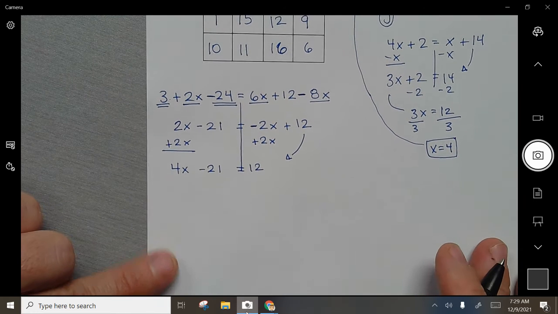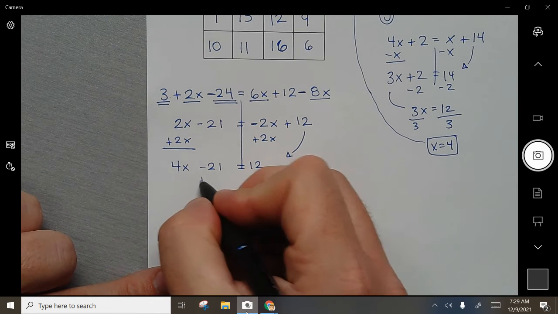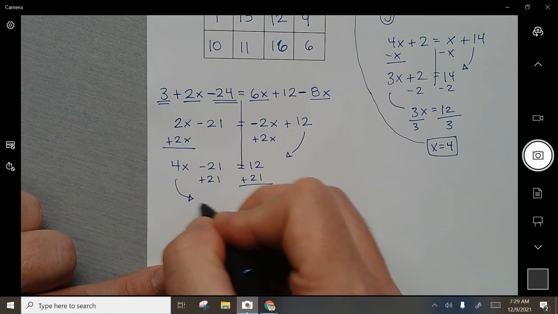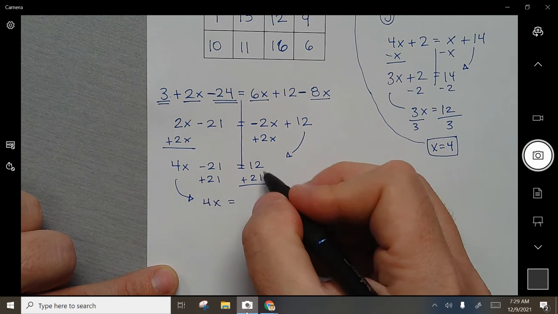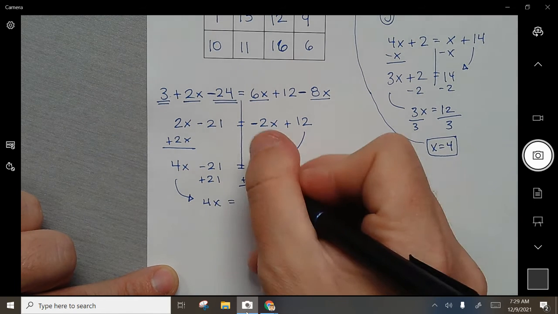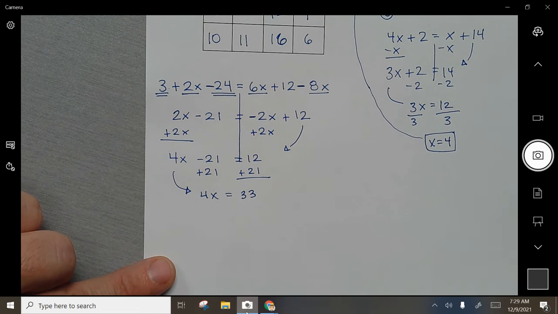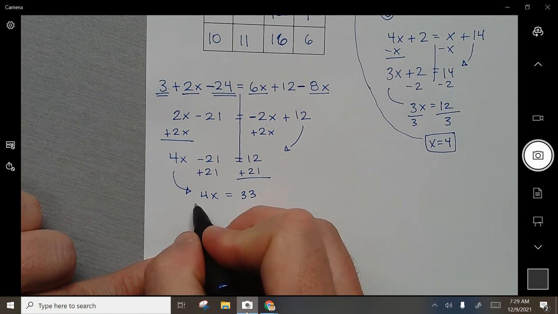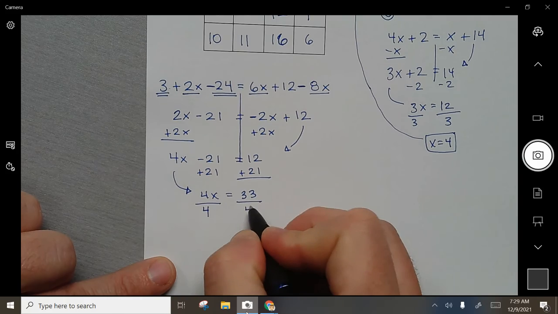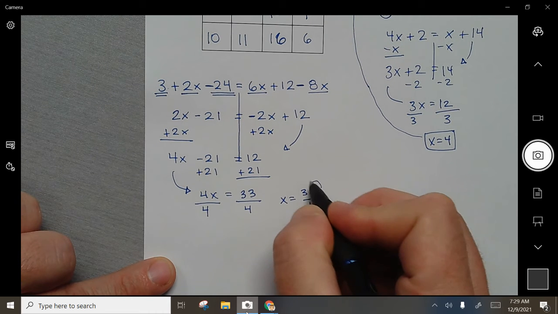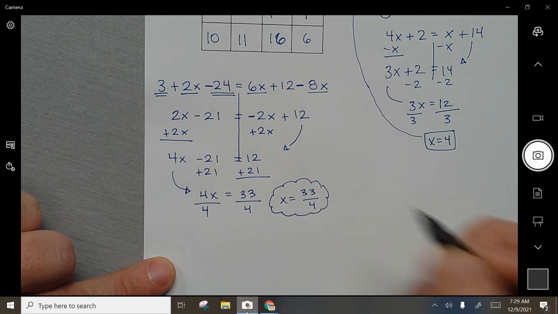12. All right. Now we're going to add 21. Two plus one's three, so it's going to be 33. It's not going to be a nice, cute whole number. It's going to be a fraction, and you can just leave it like that. Your final answer can be an improper fraction. We haven't done a lot of these, but that's okay. That can be your final answer.